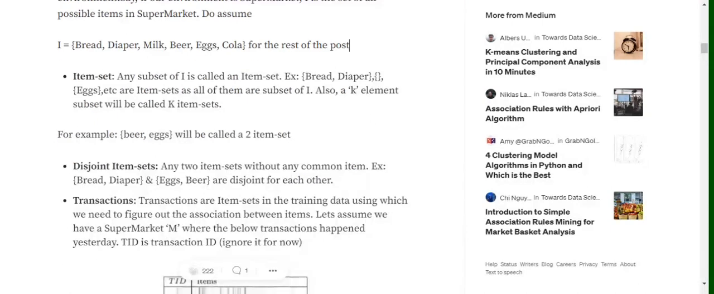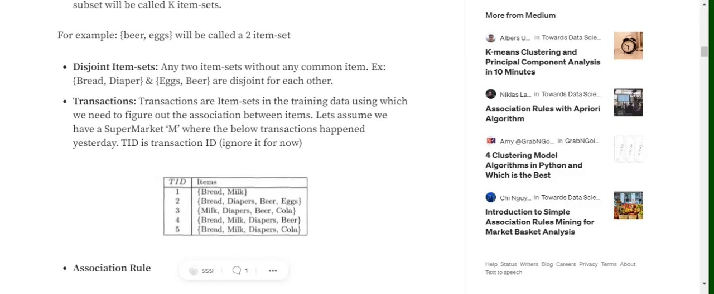Also, any subset with k elements would be called a k-item set. So in the example of bread, diaper, we have two items, so it will be called a two-item set, etc. Disjoint item sets are item sets which don't have any element in common. It's pretty clear with the definition itself. Bread, diaper and egg, beer can be taken as an example because there is no common item present.